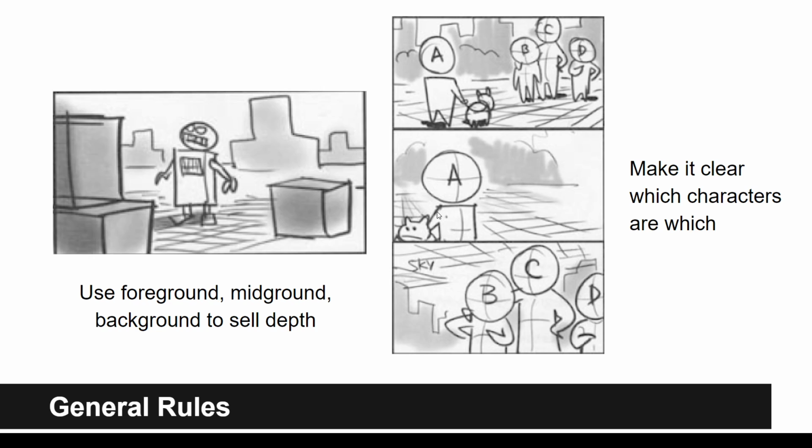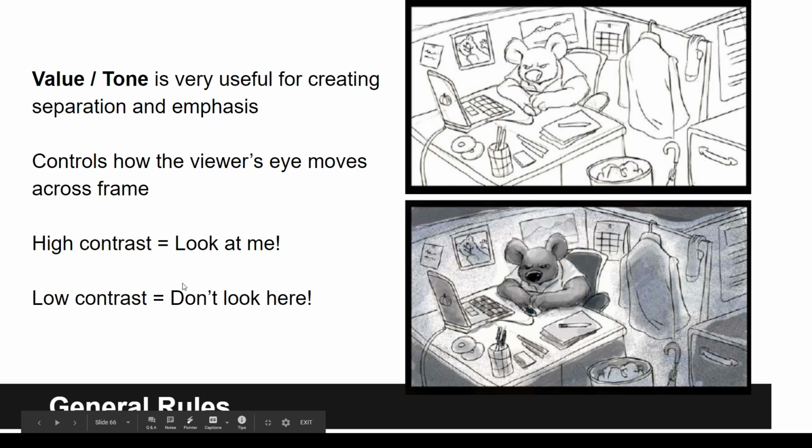Make it clear which characters are which. You don't have to do these letters like this. You could if you want. Your storyboards don't have to be beautiful. But giving a character a different color, or a different hairstyle, or just a key element of their body, that makes it clear who's who. It makes it easier for us to follow, especially when we have multiple characters.